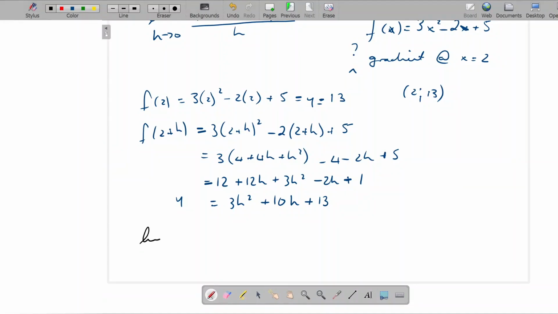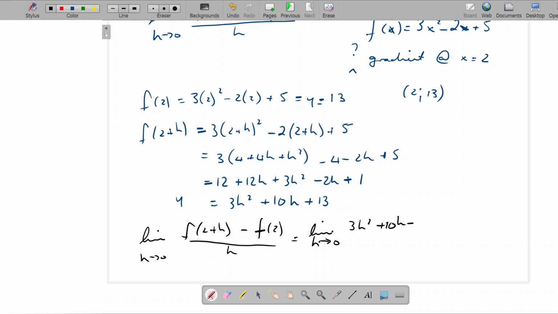So the limit as h tends to naught of f of 2 plus h minus f of 2, all over h, would equal the limit, again, notice where the notation lies, it's on the right-hand side of the equal sign, of 3h squared plus 10h plus 13 minus the 13 that we had on the other one, all over h. We don't have h equaling naught yet. We can see that the 13s will cancel at the top. So these 13s are going to cancel.